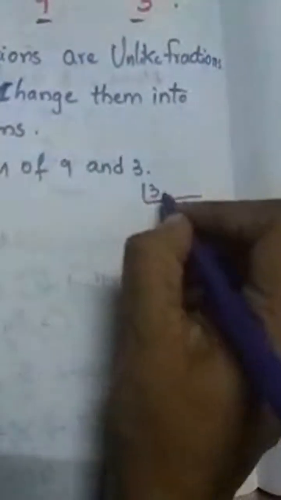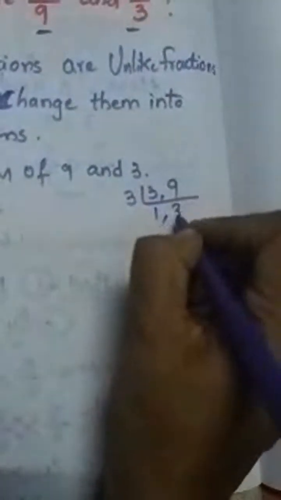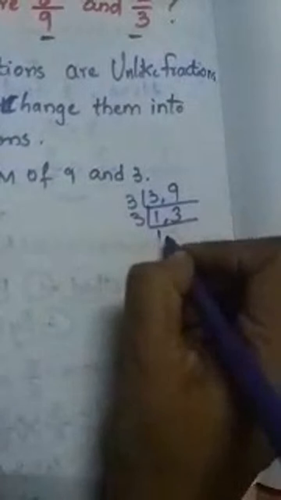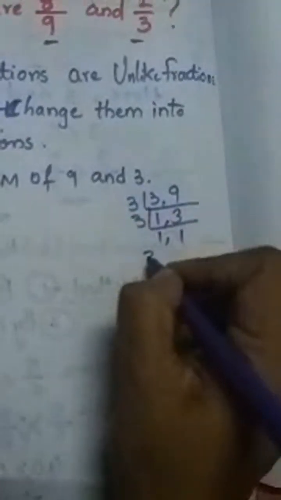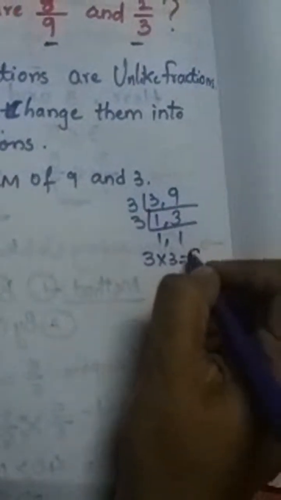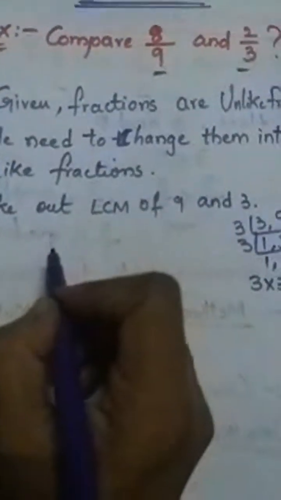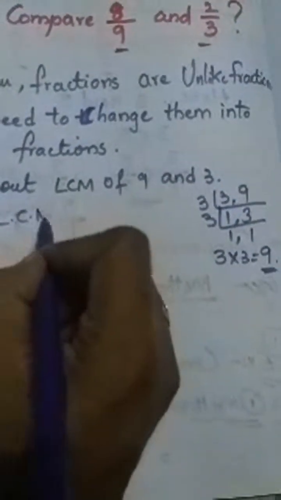Now take out the LCM of 9 and 3 here. So what is the LCM of 9 and 3? Dividing by 3: 3 ones are 3, 3 threes are 9. So 3 into 3 we will get 9. The LCM is 9 here. So LCM is equal to 9.